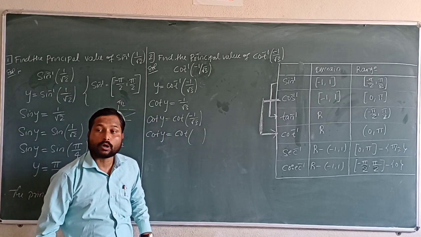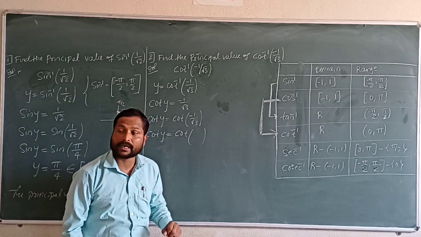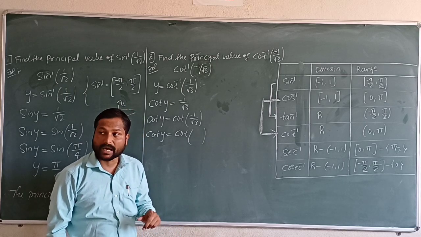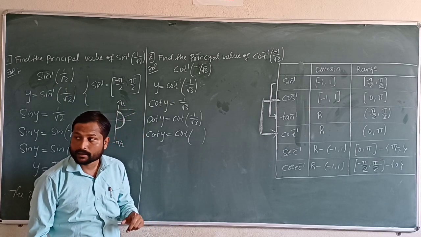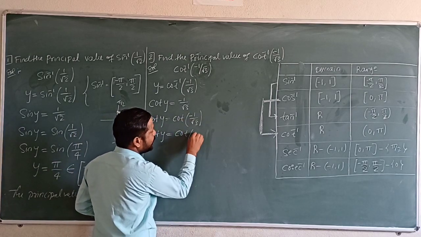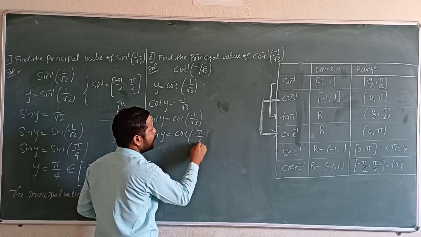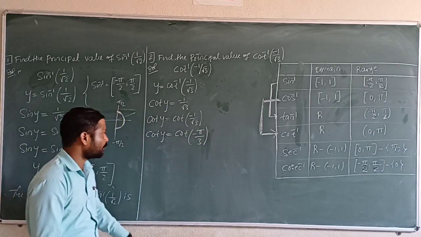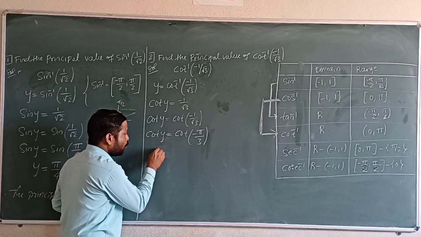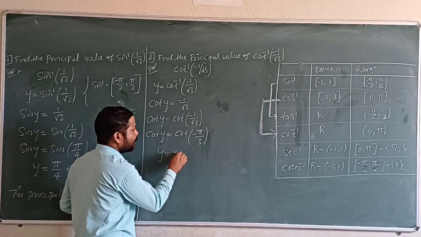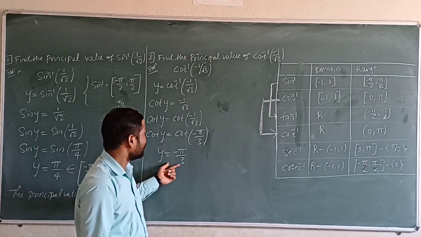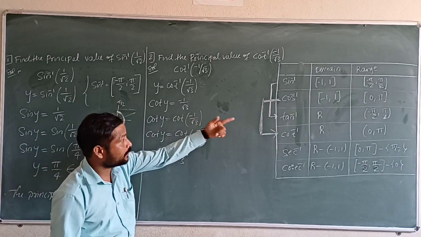Now tell me, cot of 1 by root 3 is how many degrees? 60 degrees. In radians, pi by 3. Keep the minus as it is, so the answer is minus pi by 3. Cot gets cancelled, so y equals minus pi by 3. Does this answer lie in the given range?